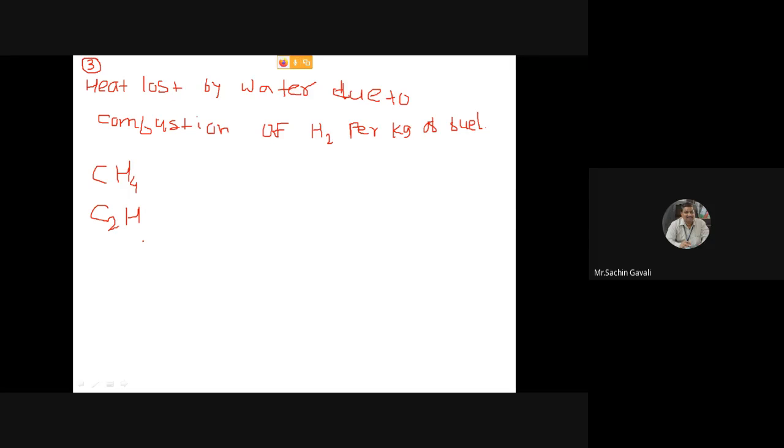If it is methane, what is the formula? Chemical formula of methane? Fuels are generally hydrocarbons. They contain carbon as a major constituent element and hydrogen as a minor element. They are hydrocarbons. Methane is CH4. Ethane is, anybody? C2H6. Correct.